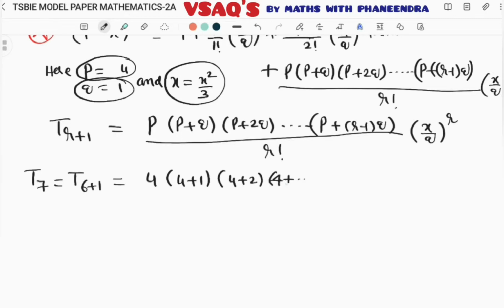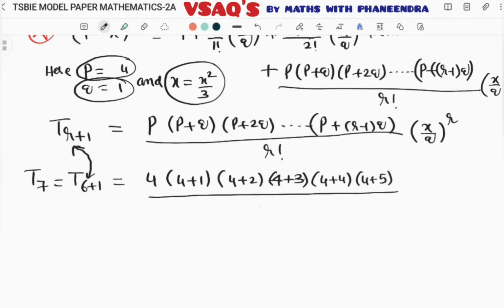So 4 plus 3 into q, so 3 only will come, 4 into 4 plus 5 into 1. We can stop there. Why? Because r is equal to 6. You can write only till 4 plus 5. By comparing, remember dear students, the r value is 6, so by 6 factorial, into x value, x square by 3, q means 1, whole power r value 6.